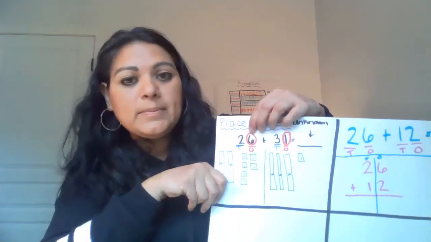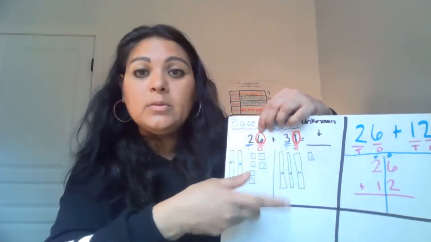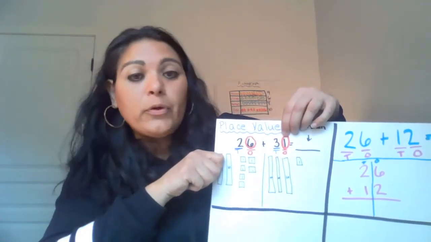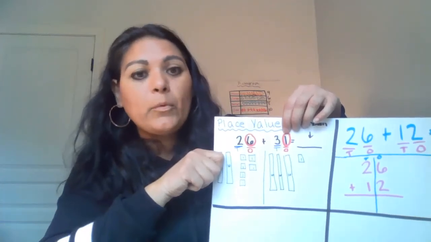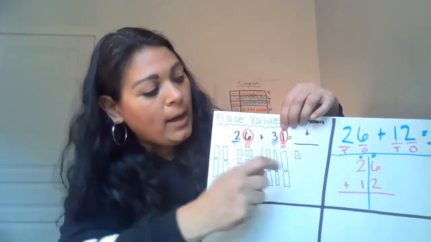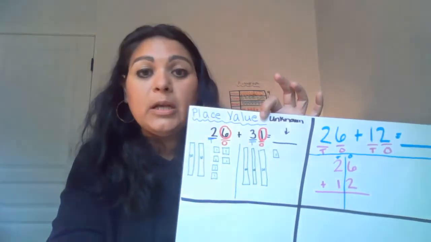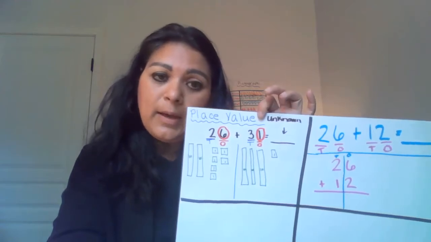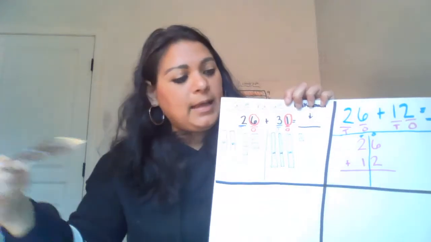I circled my ones place. How many ones do I have? I have 6 ones, or we also call them units. In the number 31, how many ones do I have? Right, I have 1. So now when I find my sum, all I have to do is first add my rods and then add my units. Let's go ahead and count that together.